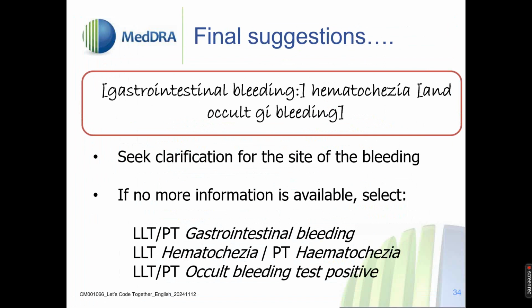Because gastrointestinal bleeding does cause the other two. As Caroline says, it's a diagnosis of sorts, quite general, but sort of a diagnosis. But ideally, if you can, particularly in pharmacovigilance, we would suggest you code everything.